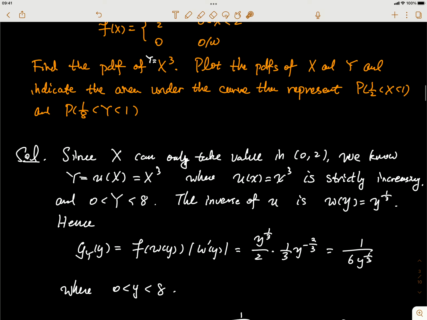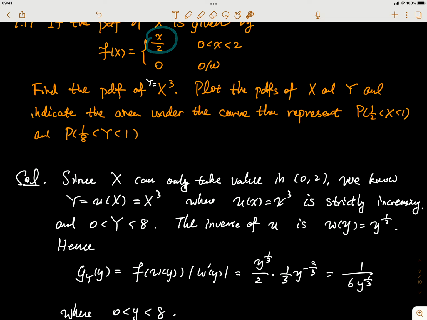Then we can use the formula we were given in class. The PDF of y is just the PDF of x evaluated at the point w of y, times the absolute value of w prime at y. So here f is this guy, that's the f function. We need to make a composition of f and w. So it's half of x, but x becomes this guy, x equals w of y. So w of y is this, so just put it in here.